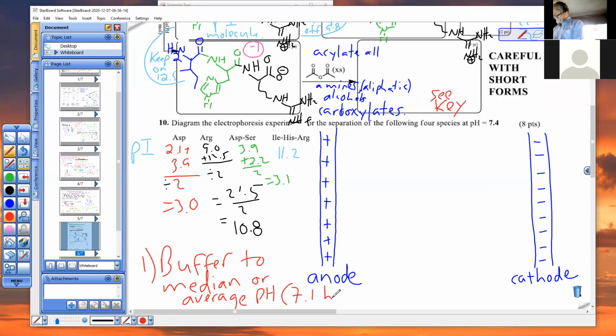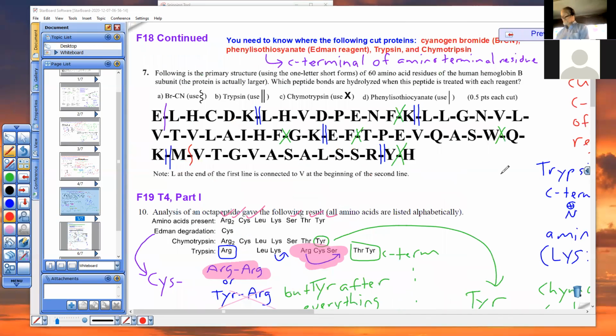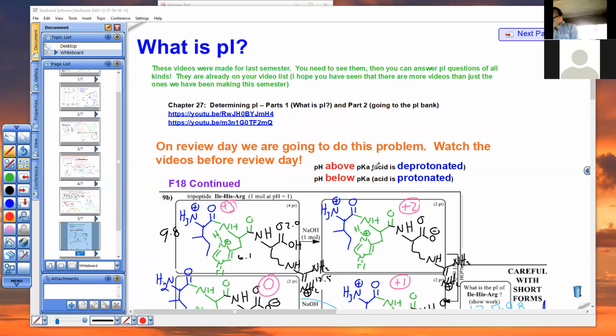Okay then. So now the question is, is 7.1 above or below 3.0? And it's well above. Do you know what that means? The environment is more basic than this molecule. It's going to take a proton off. If the environment has a higher pH than the pI, just like we said with these two sentences on our previous page. Oh, that was on that page. I just saw it. If pH is above pKa, it's going to be deprotonated.